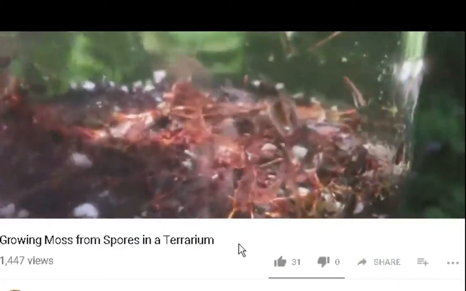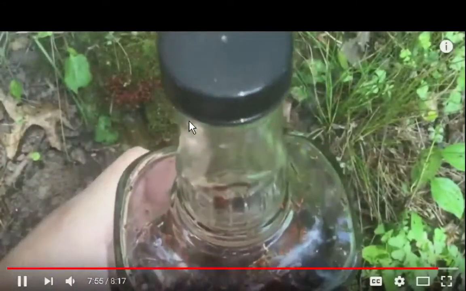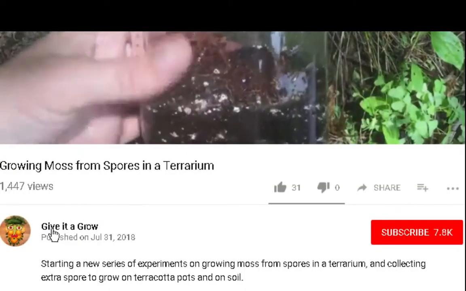Moss needs a surprising amount of light when grown indoors, so pick a really bright window. And this is just the first of several experiments on growing moss from spores.